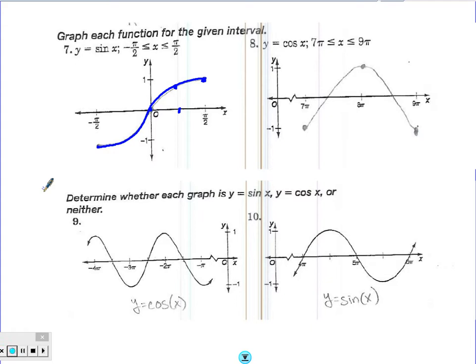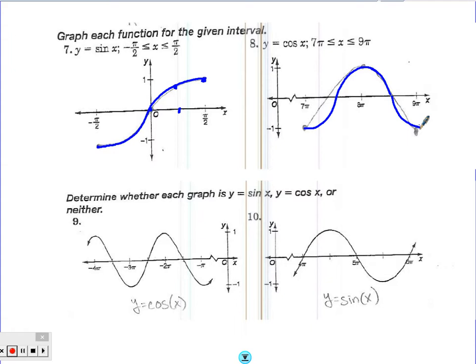Cosine from 7 pi to 9 pi. I would actually like it to be a little more curved like this. And these ones are good. Okay, determine the graph of sine and cosine or neither.